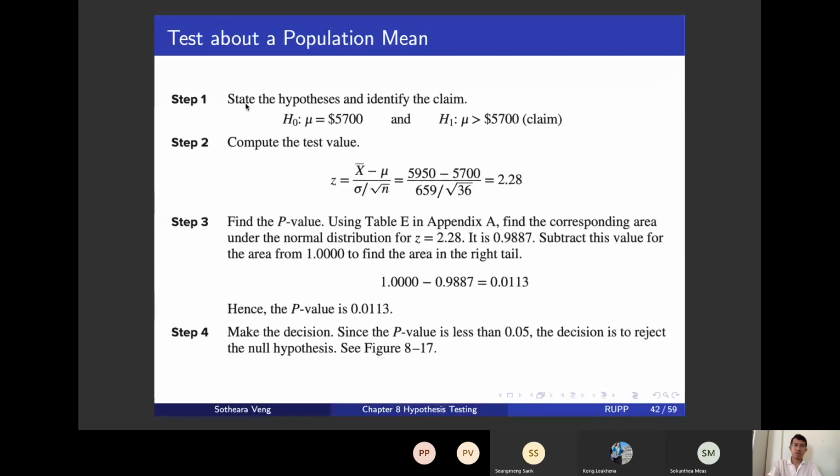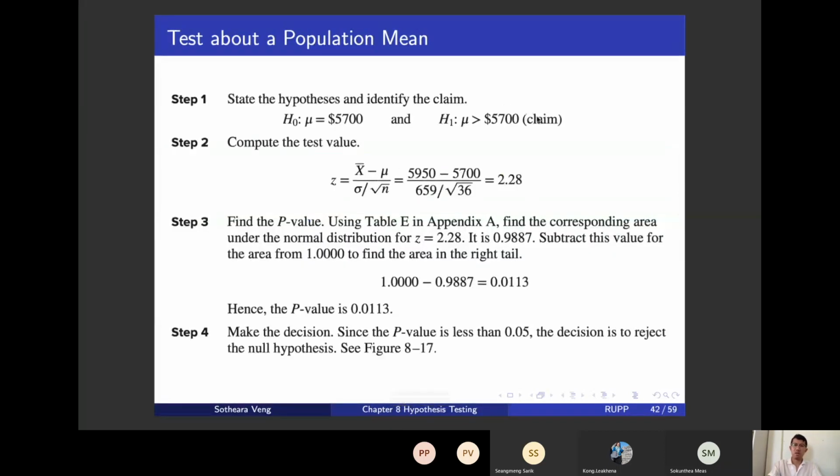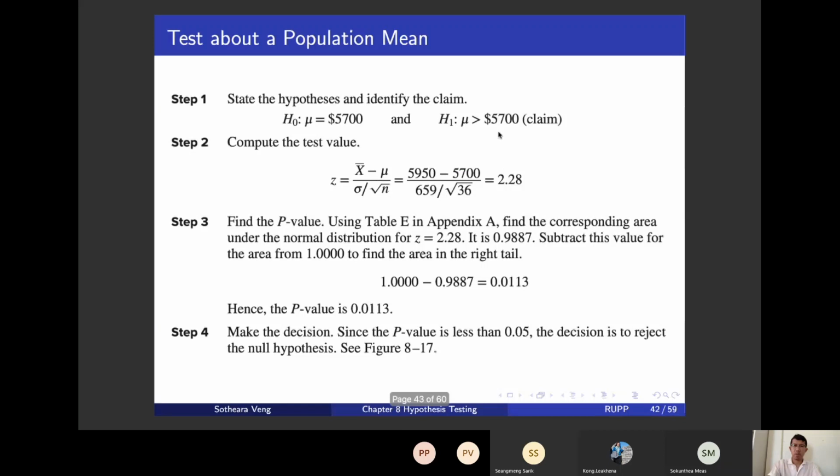So to summarize, first of all, as in the previous one, you have to state the hypotheses and identify the claim. So the initial value is this, right? And this is our claim. The researcher claimed that the average tuition fee at a 4-year public college is greater than this value. It is the claim of the researcher.